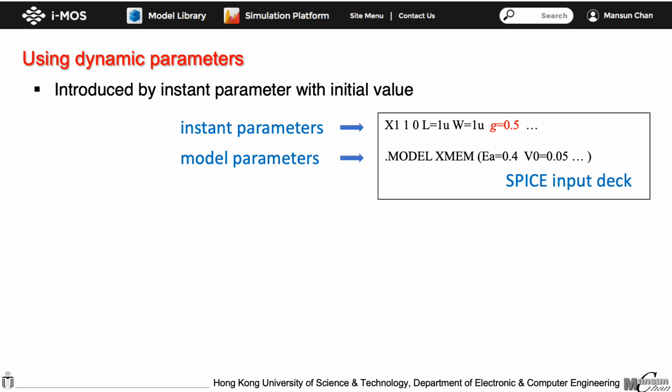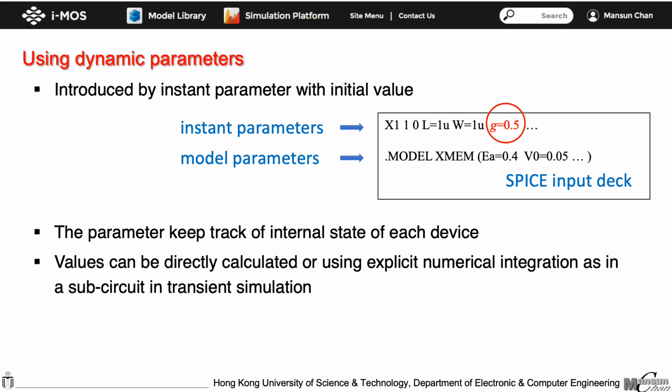Subcircuit is a common way to implement state variables. However, subcircuit increases the circuit matrix size and slows down the simulation. There is another way to include the state variable using dynamic parameters. As mentioned earlier, both the instant parameters and model parameters in SPICE are mainly used for input only. But we can also allow the instant parameter to be a dynamic parameter that can be updated over time.